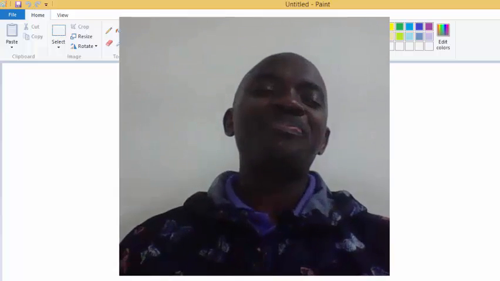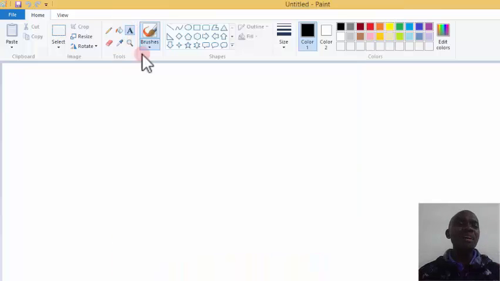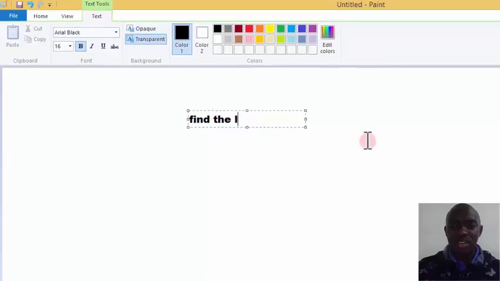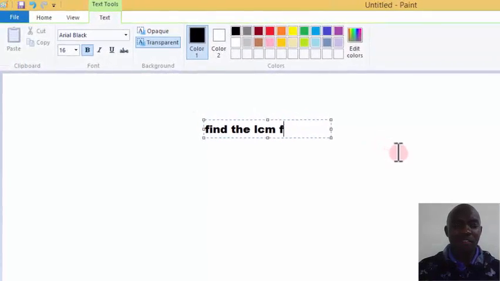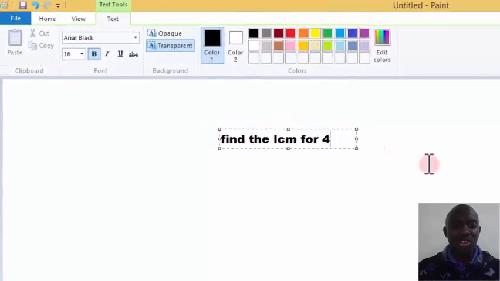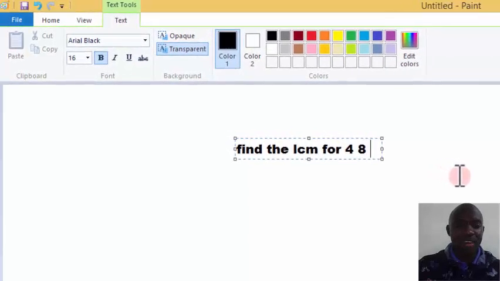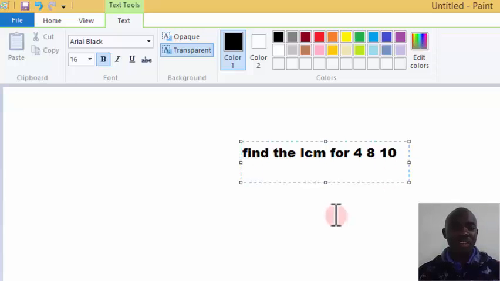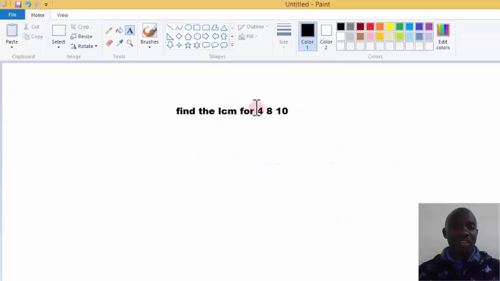Now, to start, remember, we have to have a question like this. Find the LCM for, for instance, 4, 8 and 10 numbers. Take them like that as they are. You are taught to find the LCM for these numbers. It can be as many numbers as you want.